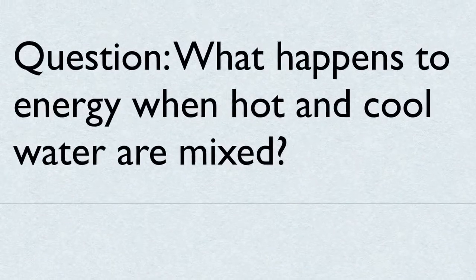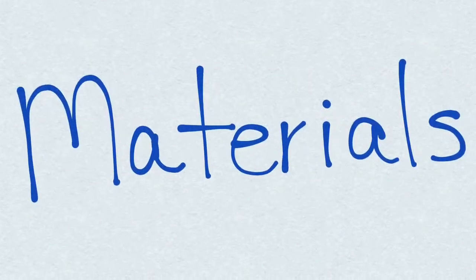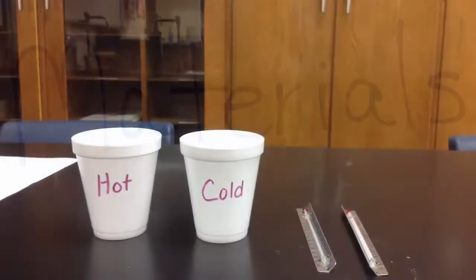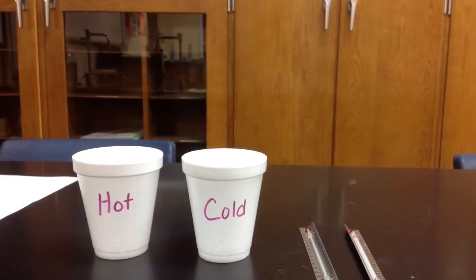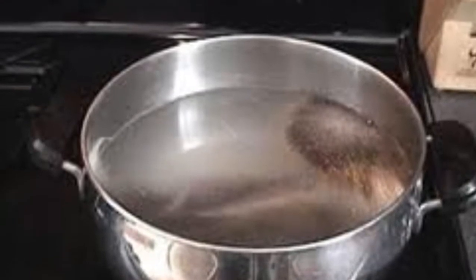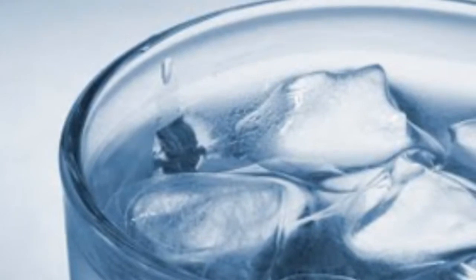In this lab, we wanted to find out what happens to energy when hot and cool water are mixed. We needed certain materials in order to figure this out. We used 2 styrofoam cups, one for hot and one for cold water, plus 2 thermometers. Our teacher supplied a hot water source plus a cold water source.